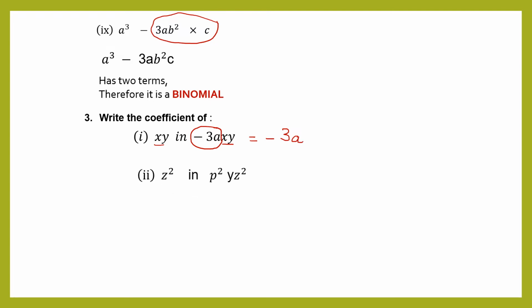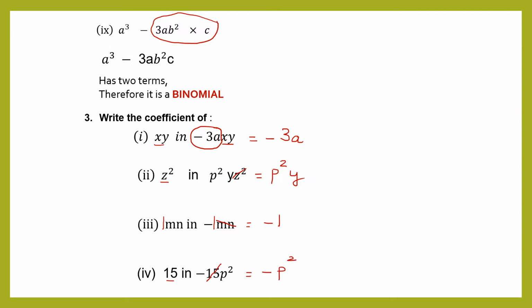The second one, I have z squared. Let me remove z squared. The remaining will be my coefficient, p squared y. Question 3, I have mn. Let me remove mn. Now I only have minus, but I have 1 there. There is 1 mn and here also I have 1 mn. So it becomes minus 1. Next, 15 in minus 15p squared. So I'm going to take off the 15 from here. What is left is minus p squared.